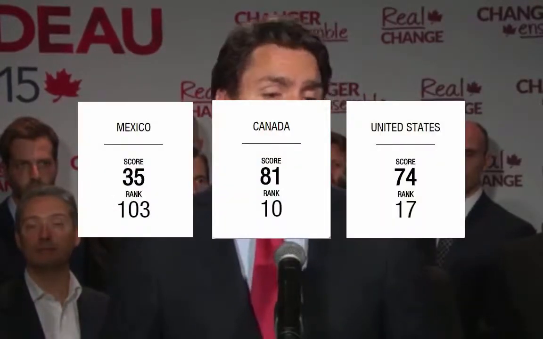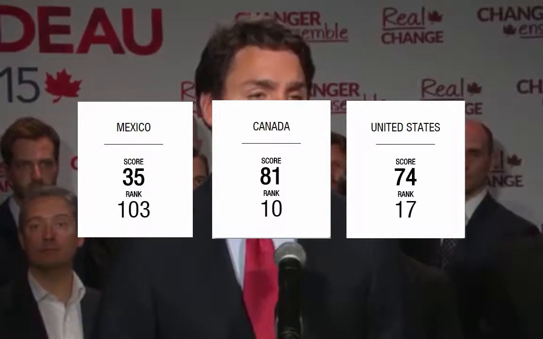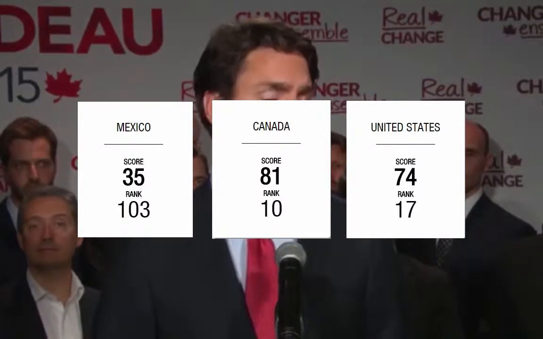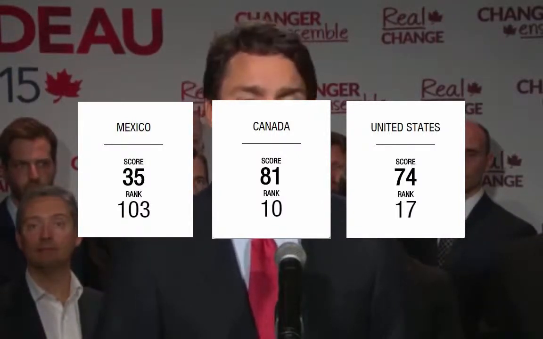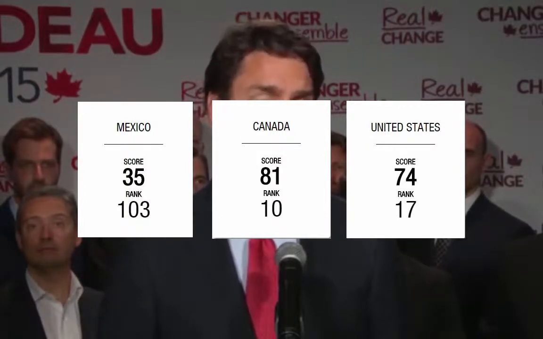Here we take a look at Canada compared to its NAFTA member nations. As you see, Canada scored an 81, while the US scored a 74, and you see that Mexico scored a 35. Therefore, Canada is the least corrupt of its NAFTA member nations.